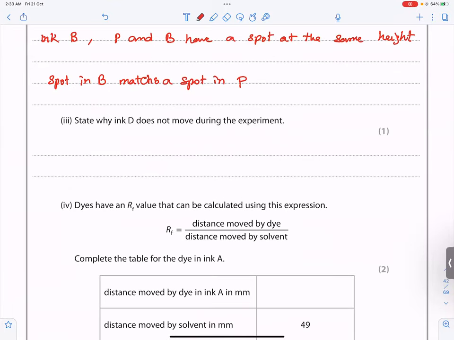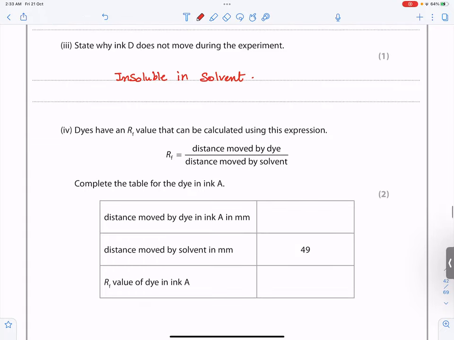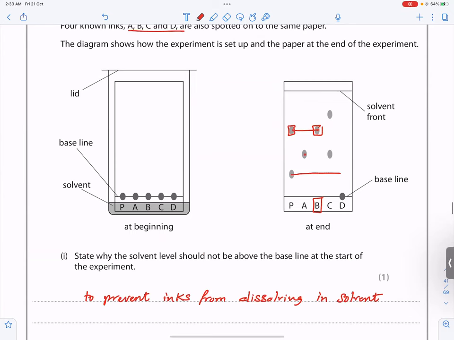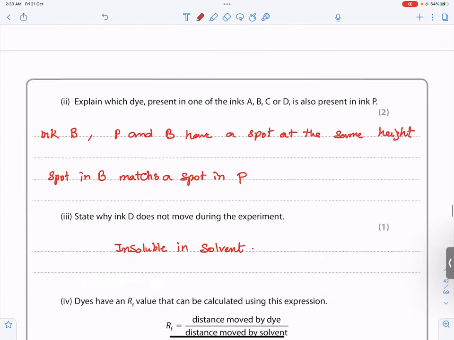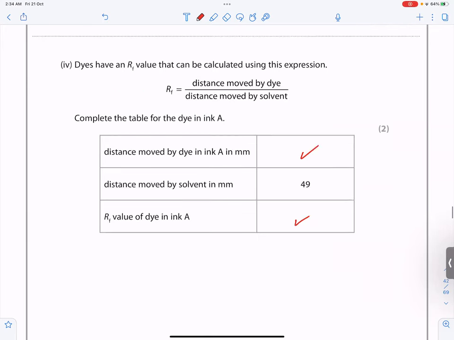طيب state why ink D doesn't move during the experiment. أكيد insoluble in solvent. طيب dyes have a retardation factor that can be calculated using this expression. Complete the table for the dyes in ink P. Distance moved by dye in ink A in millimeter. يبقى أنا نجيب dye A ونقيس distance من center للبيزلاين ونعمله multiply by 10 عشان نحطه بالمليمترز وبعد كده نجيب retardation factor by dividing values اللي هي distance moved by dye in ink A in millimeters على distance moved by solvent in millimeters.